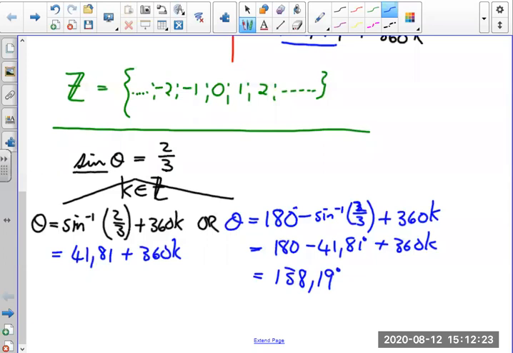You say shift sine of the answer, or let me make it in red. Shift sine of the answer, or 180 minus shift sine of the answer. And then you add your 360k. And you just simplify.